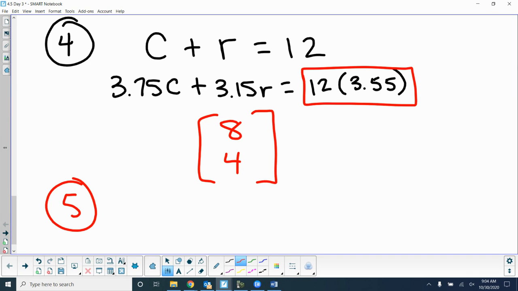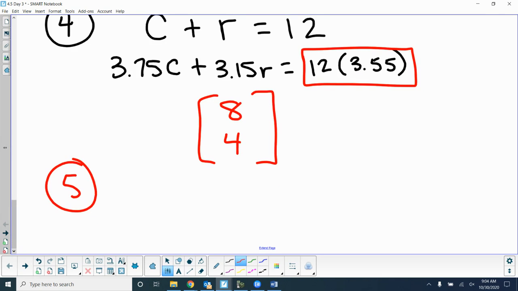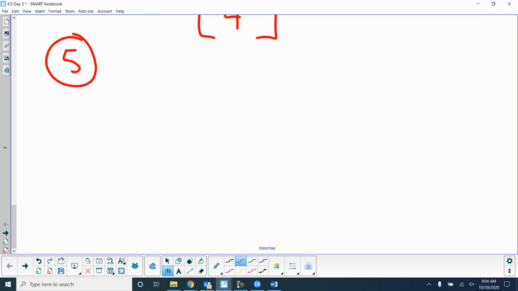Number 5 says, find the dimensions of a rectangle with perimeter 18 if its length is 5 centimeters greater than its width.